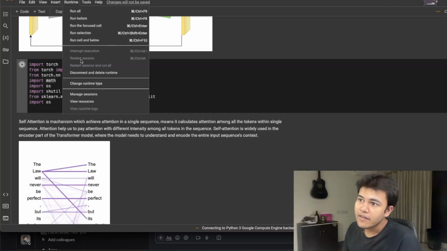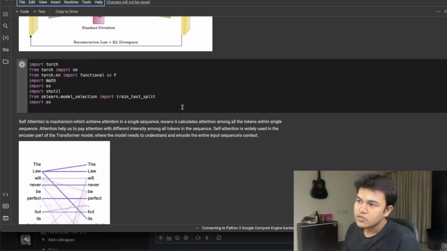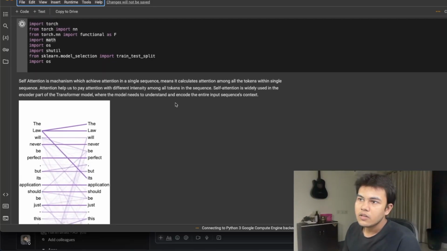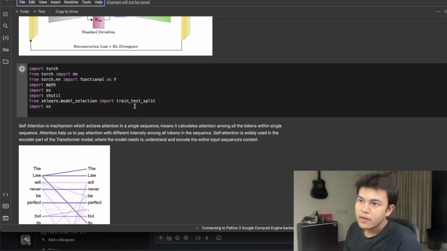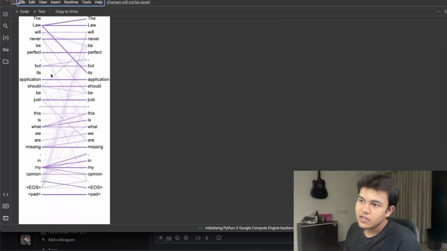So make sure you have this runtime T4 GPU. We were going to use GPU for this, and then you need to run this. I don't know why it's taking so long. Okay, it's connected. So let's go ahead, and here I've explained about the self-attention.